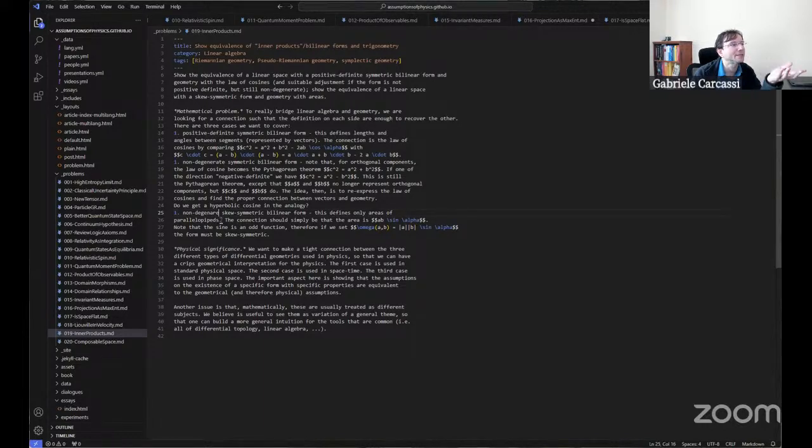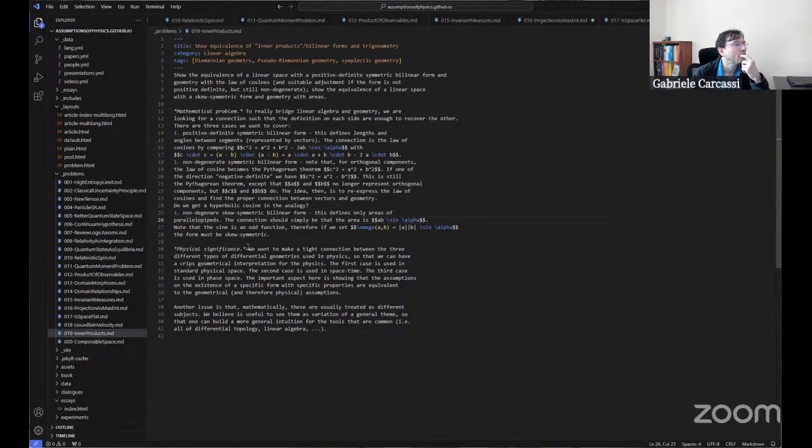And then there are non-degenerate skew-symmetric bilinear forms, which define only areas of parallelepipeds, and this is what recovers the symplectic form. The connection should simply be that the area is ab sine of alpha. Note that the sine is an odd function, therefore omega(a, b) is norm of a, norm of b, sine of alpha, and therefore must be skew-symmetric.